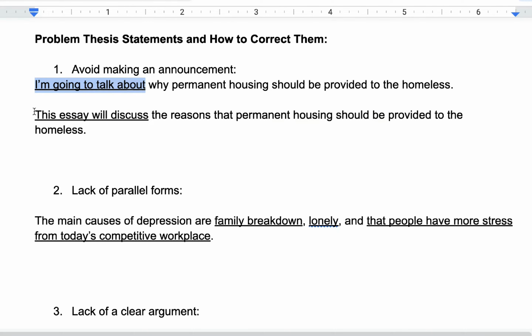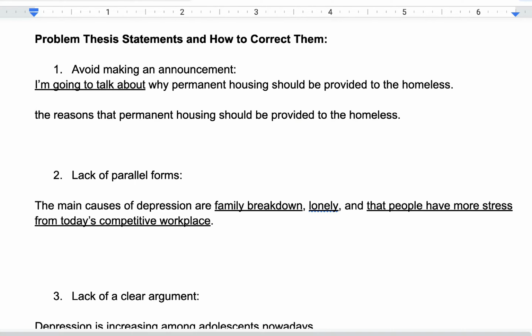This kind of language is not considered appropriate for college or university level essays. It's often used by younger students, maybe high school students, but for college and university, or for the IELTS or TOEFL or other formal writing situations, you should avoid these announcements. So the first thing that you want to do is just take it out and then look and see what you have.